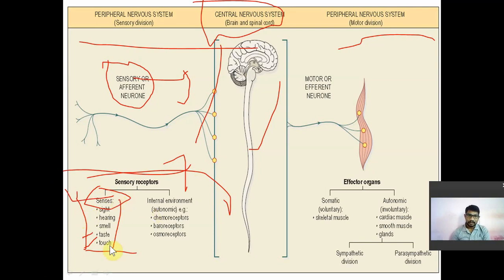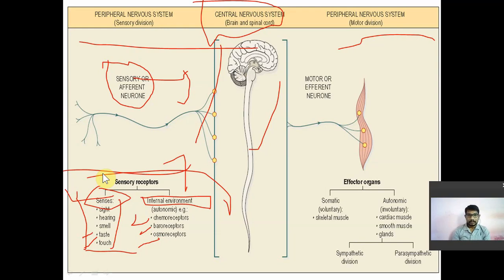Now internal senses. Internal senses means sensing within the body. For what changes are happening in your body, there is a separate sensory system. It is known as internal environment sense. For example, chemoreceptors, baroreceptors, and osmoreceptors. Chemoreceptors respond if there is a change in the chemical nature of your body. If you have systemic acidosis, your body will try to counteract and correct that, utilizing more alkali.